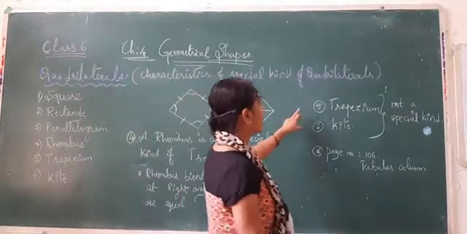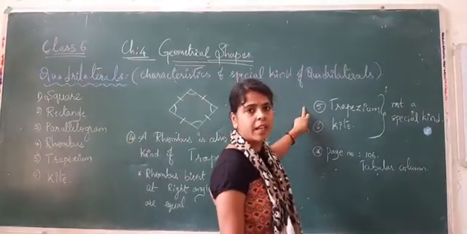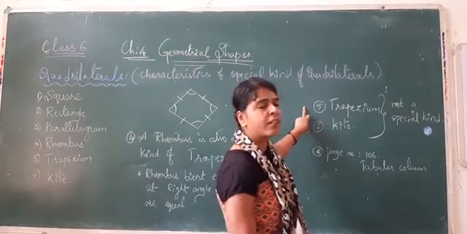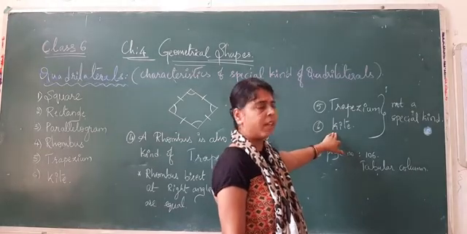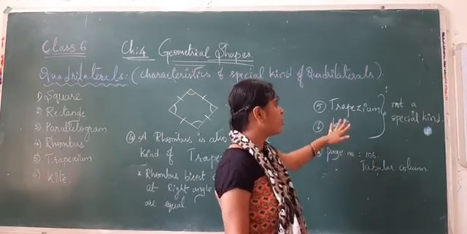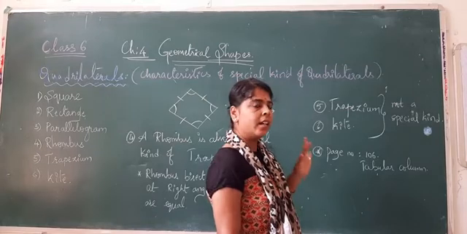Other than that, the fifth and sixth are the trapezium and kite. I discussed with you about this definition and the figure here. These two are not any special kind, they are only quadrilaterals. We are not comparing any other quadrilateral to these two. They are only called a kite and a trapezium.